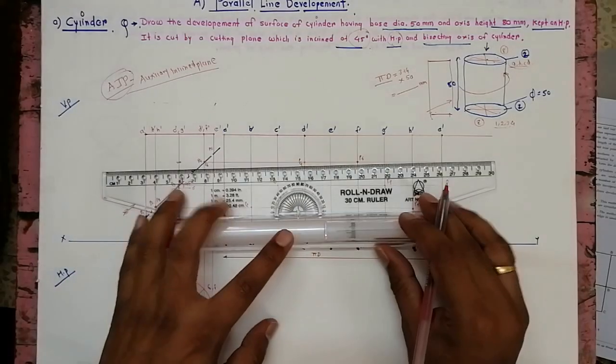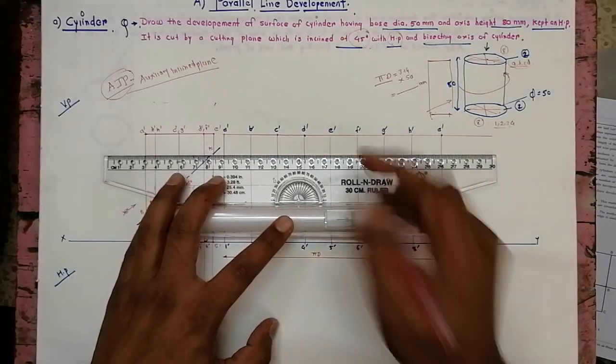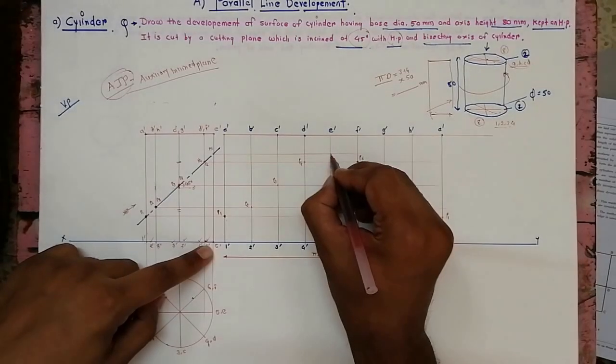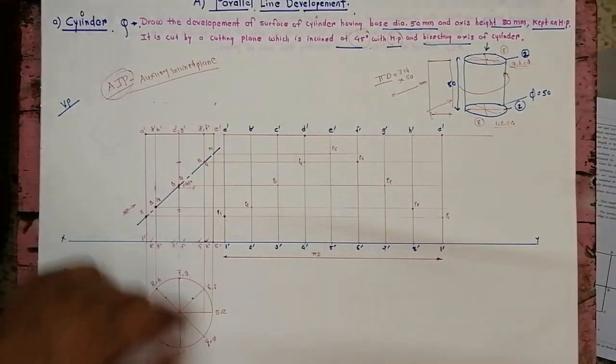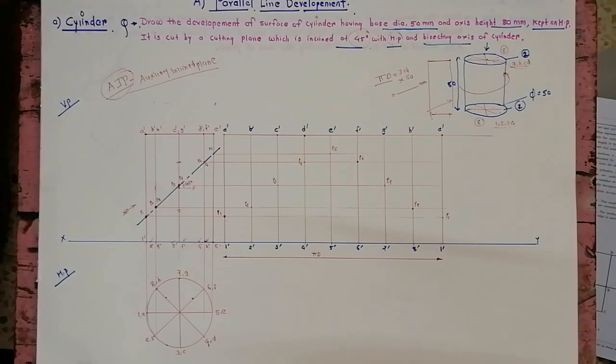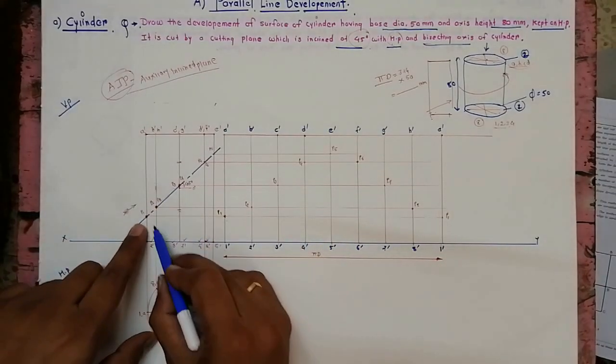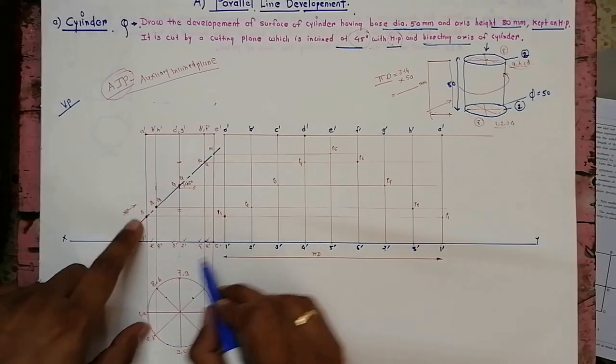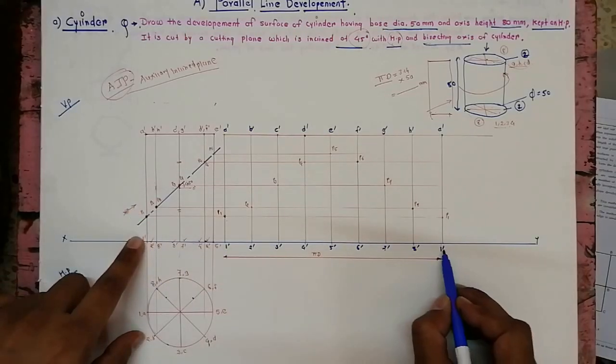And now the last one, that is P5. P5 is on 5 dash, so this is P5. So now what we have done is transferred these intersections onto the respective edges. P1 is on 1 dash, here and here.